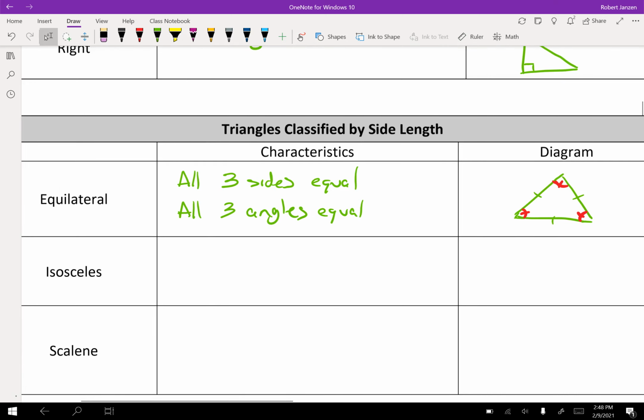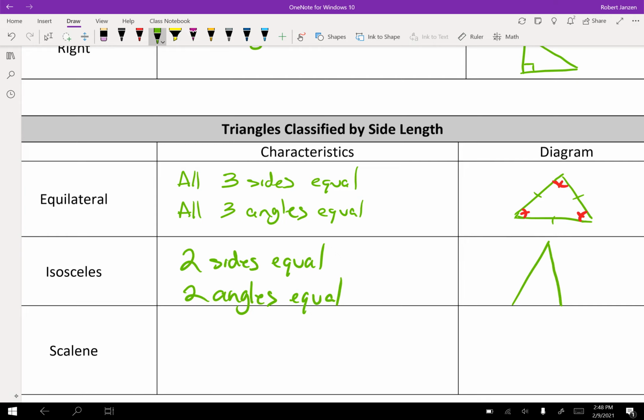The next triangle is an isosceles. This one has 2 sides equal and 2 angles equal. If we draw 2 sides that are the same, these 2, the third side would be different. And if you looked at the angles, these are the 2 angles that would be the same, and this one would be different.